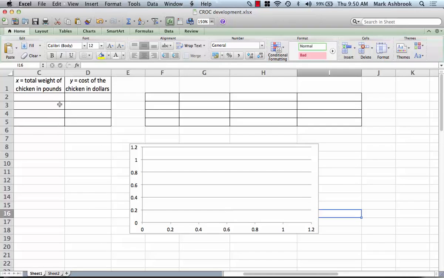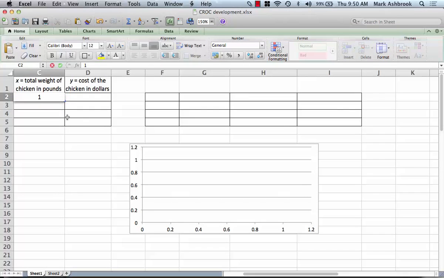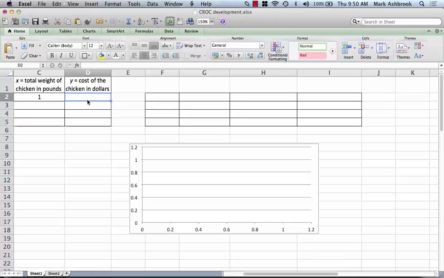So I'm going to come along here and I'm going to say, first of all, how have I done defining my variables? X is the total weight of chicken in pounds. Y is the cost of the chicken in dollars. How did I do defining those variables? Did I meet all the criteria? Awesome. Okay, so I'm going to buy 1 pound of chicken. How much is it going to cost?